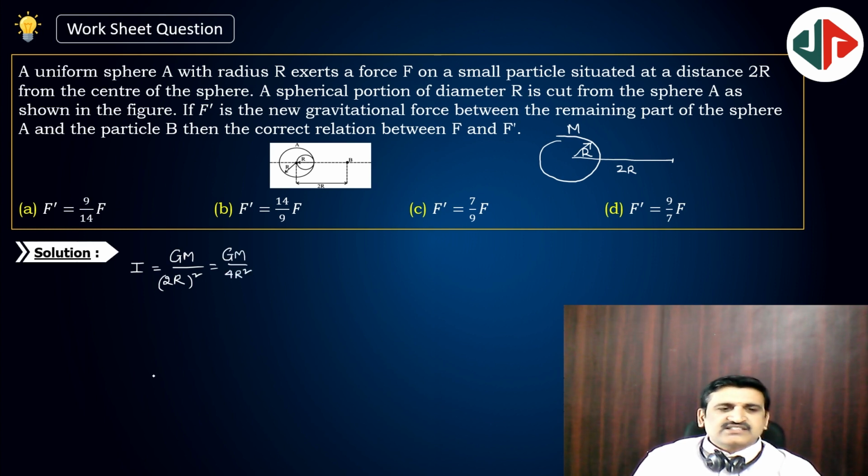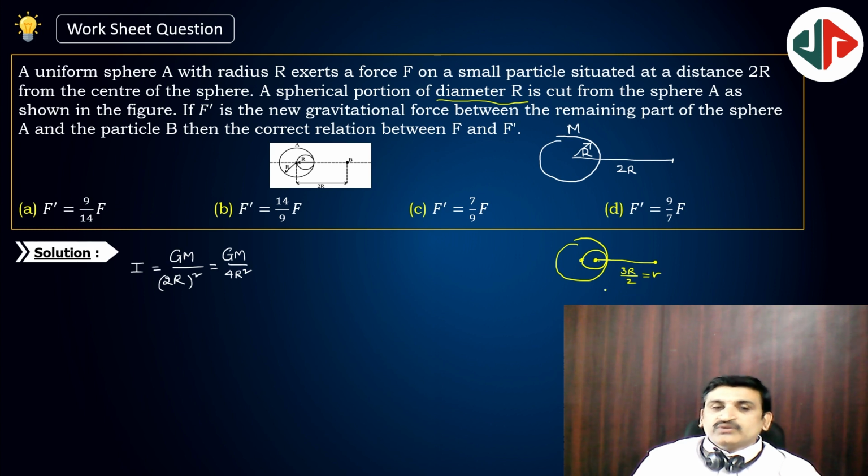Next, what about the cut portions? Suppose this is another picture I will draw here, so that it has taken a cut like this, and here to here the distance will be how much? What is the cut one? A spherical portion of diameter r. Diameter r means the radius is r by 2. Total 2r, in that r by 2 should be removed, so that should be 3r by 2. The distance is 3r by 2.